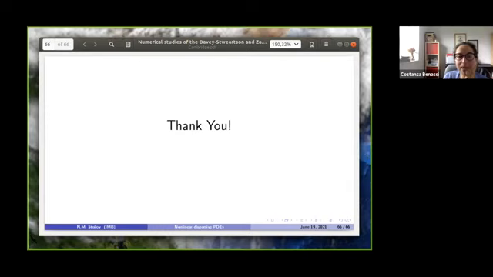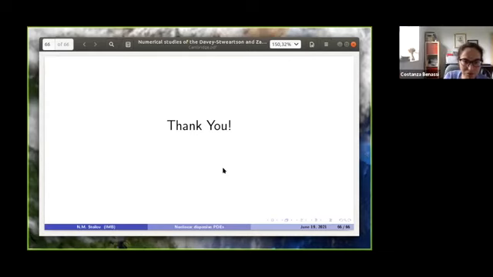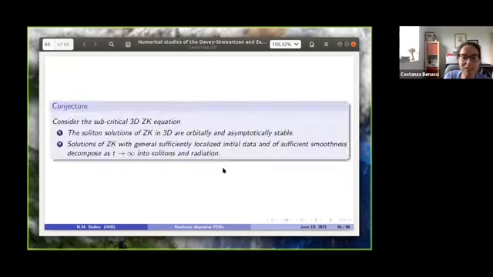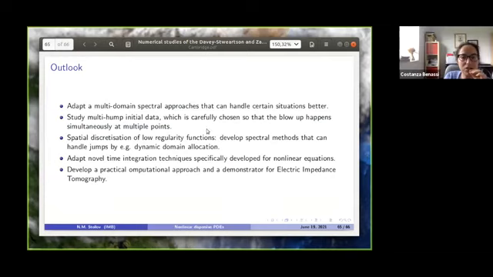May I ask something, if you don't mind? If you can go back to your final slide. This one. Yes, thanks. So when you're talking about a demonstrator for electric impedance tomography, how do you actually mean to use these numerical simulations and numerical techniques for tomography?